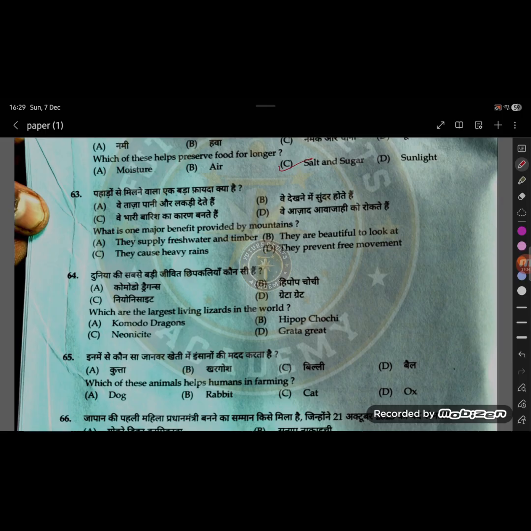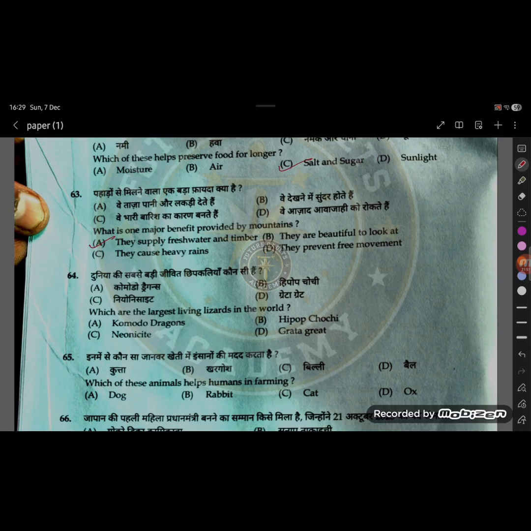What is one major benefit provided by mountains? The mountains have several benefits. The best one is A, like they supply fresh water and timber. Okay, other than heavy rains and beauty they offer us to look at.